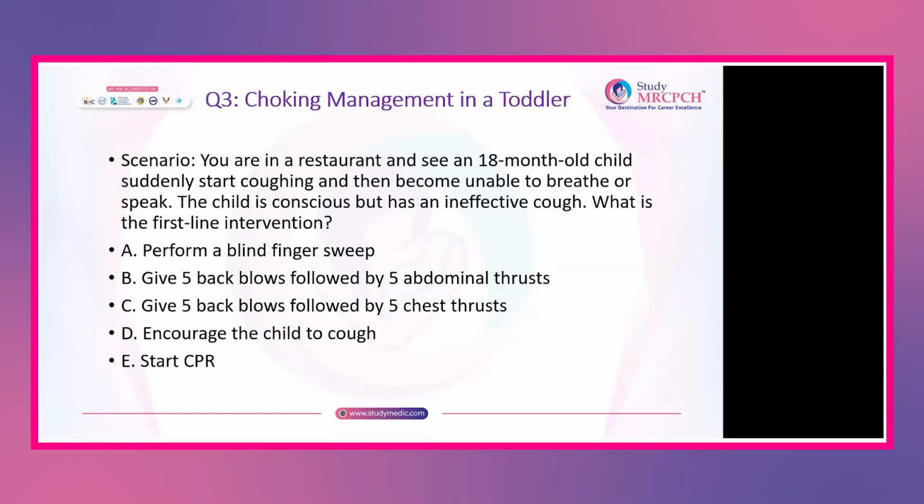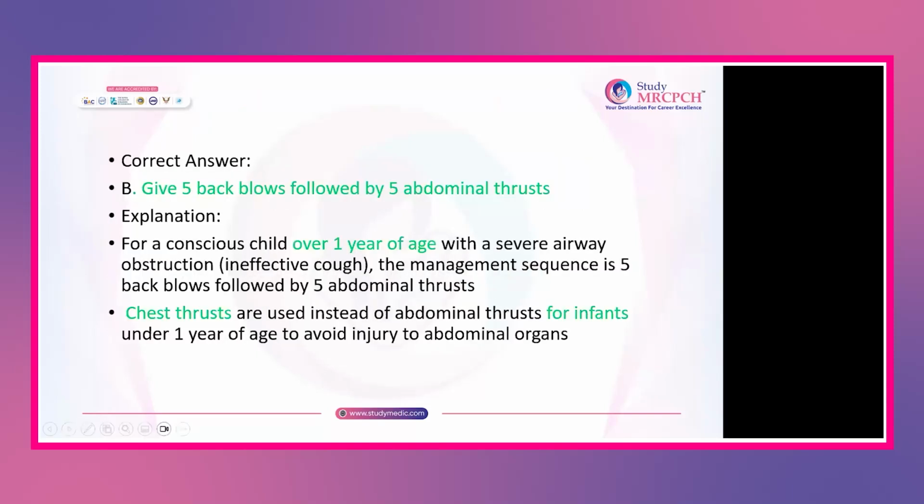So what do we need to choose? Perform a blind finger sweep, give 5 back blows followed by 5 abdominal thrusts, give 5 back blows followed by 5 chest thrusts, encourage the child to cough, or start CPR. According to the age, this is 18 months. Are you considering him as an infant or as a child? Let's see. We need to give him 5 back blows followed by 5 abdominal thrusts.